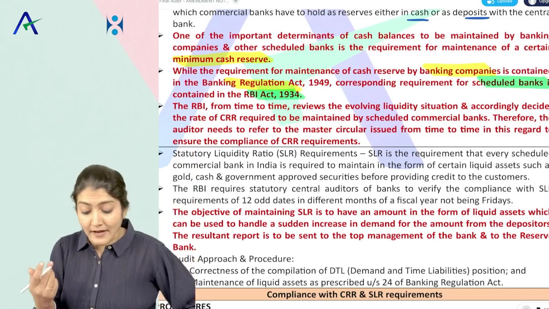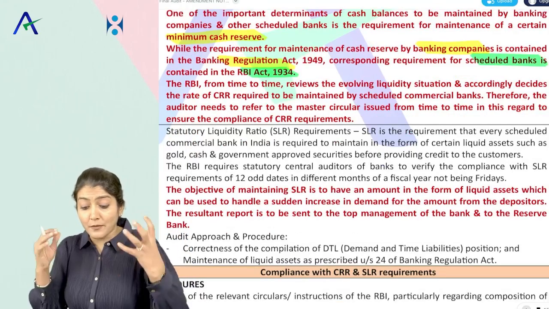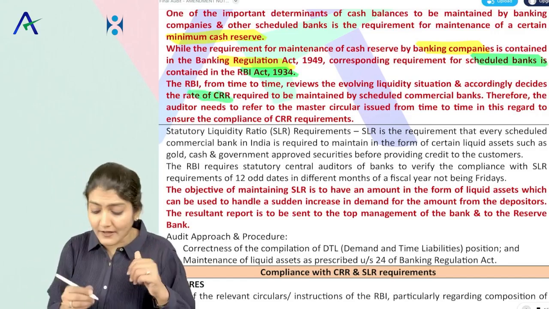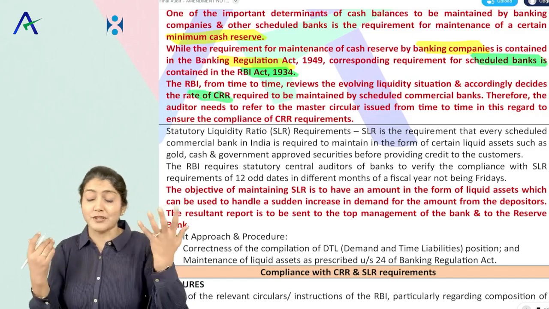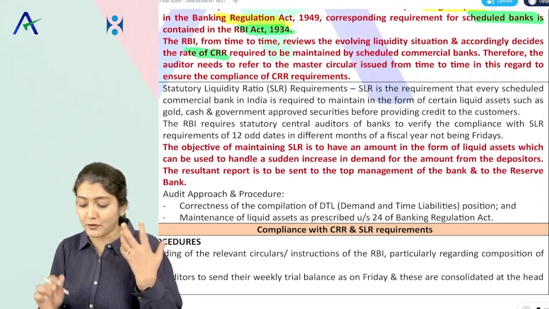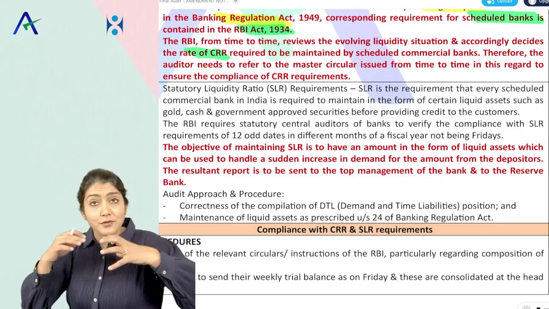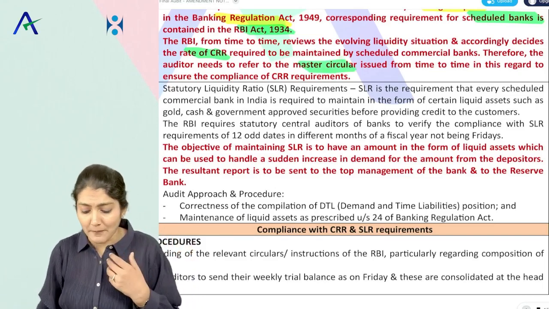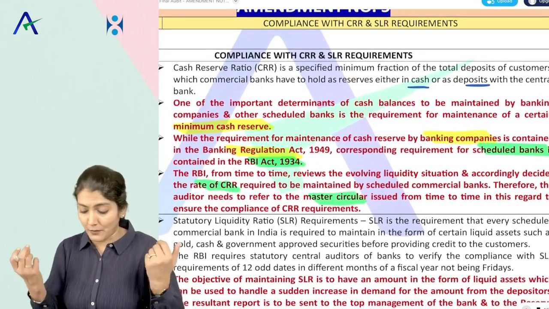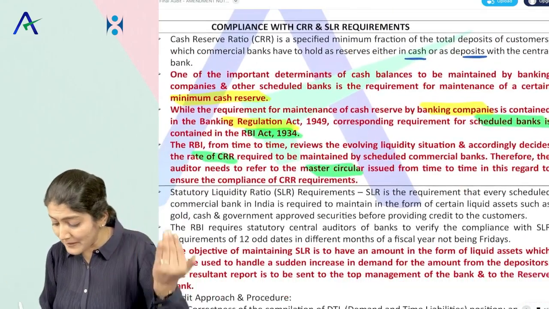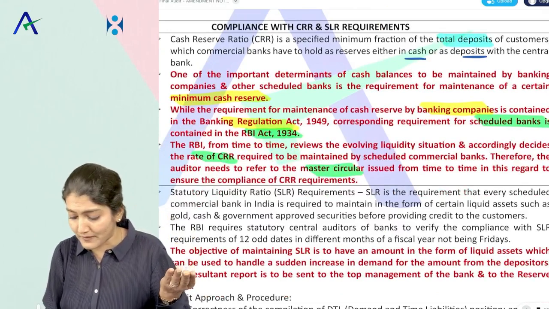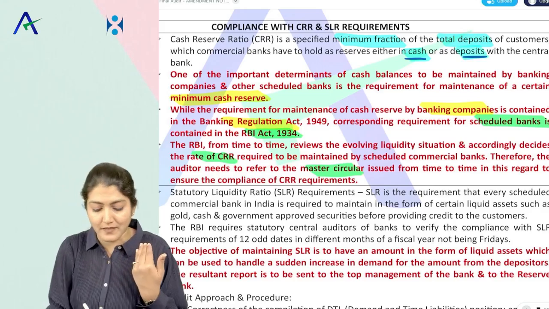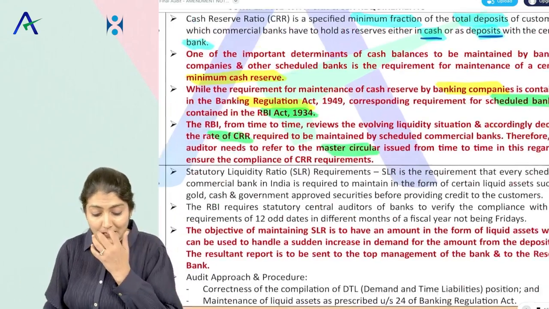Okay, right. The RBI from time to time reviews the evolving liquidity position and accordingly decides the rate of CRR required to be maintained by the scheduled commercial banks. So what is the rate which is required to be maintained? Therefore, the auditor needs to refer to the master circular issued from time to time in this regard to ensure compliance with the CRR requirement. So it is the minimum fraction of the total deposits which the bank needs to keep either with itself in cash or as a deposit with the central bank. So that's the cash reserve ratio.